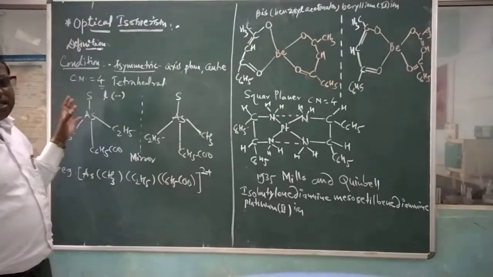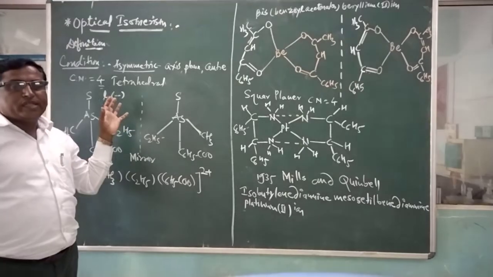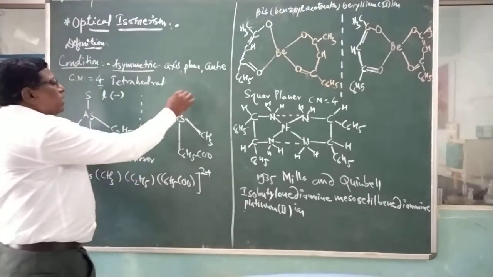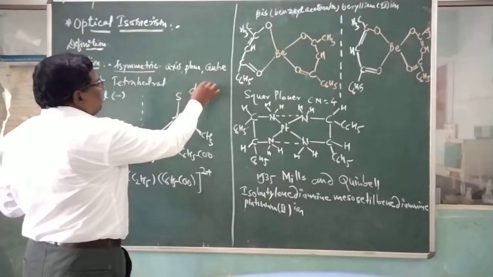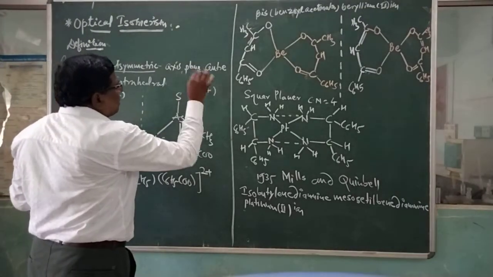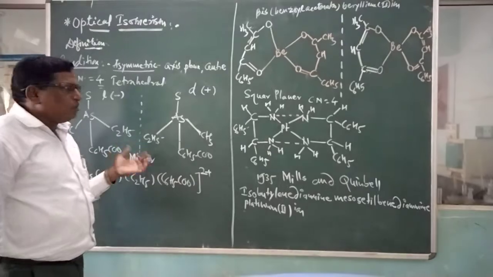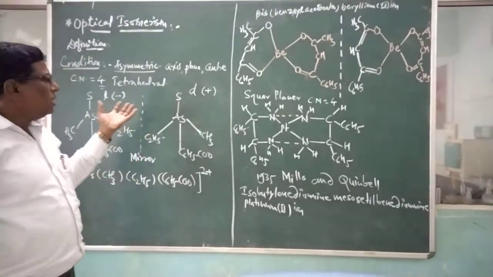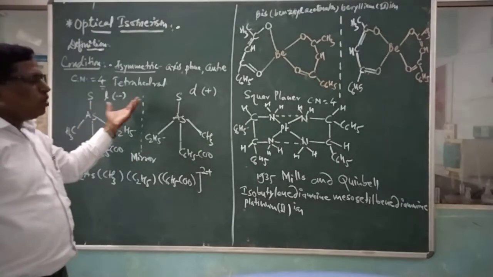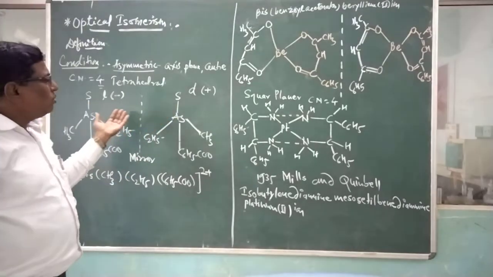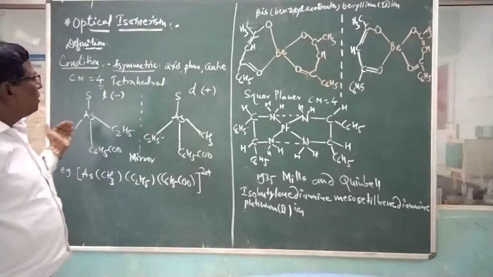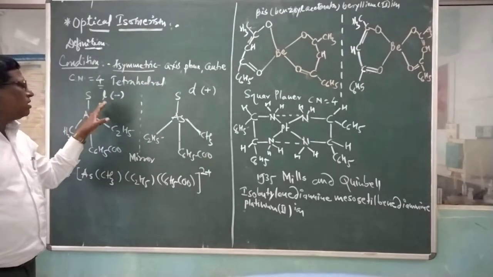Again, when the plane of polarized light is rotated to the right-hand side, these are called dextro-rotatory. The D form is indicated by a plus sign. Therefore, there are generally two types of optical isomers, the D form and the L form, named from Latin words.